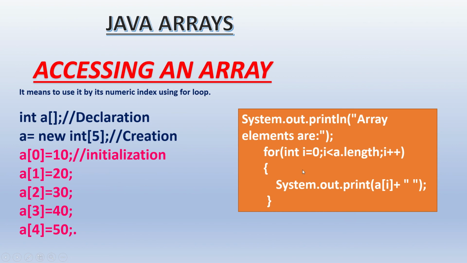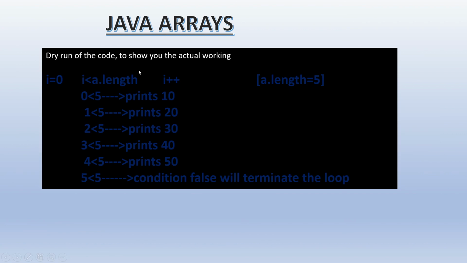As I have shown this manually, that is called a dry run of the code to show you the actual working, how it works. Same thing I have shown you over here, manual demonstrations, so that it is helpful for you to understand how this for loop works. So finally we'll get the values 10, 20, 30, 40 and 50.